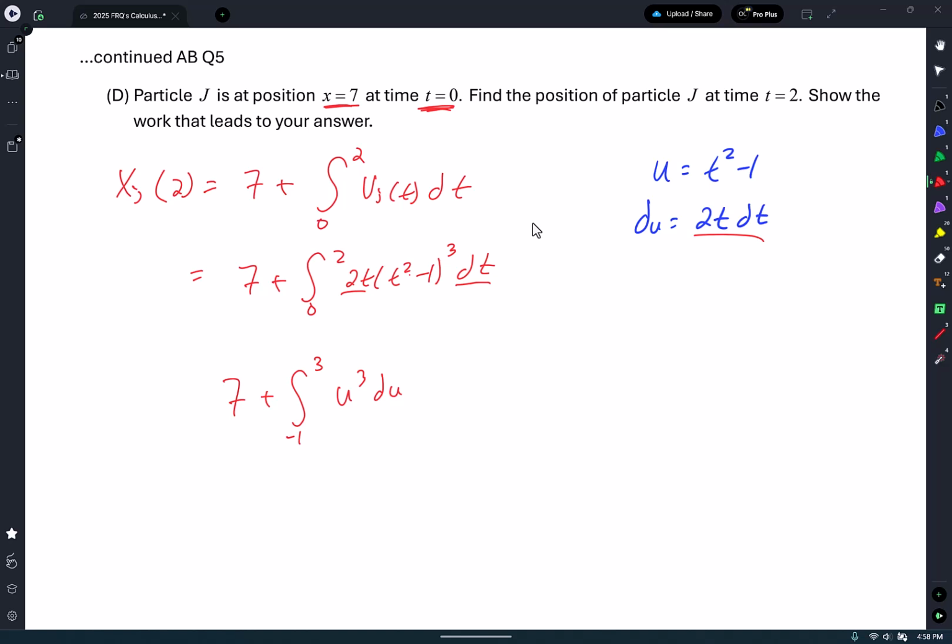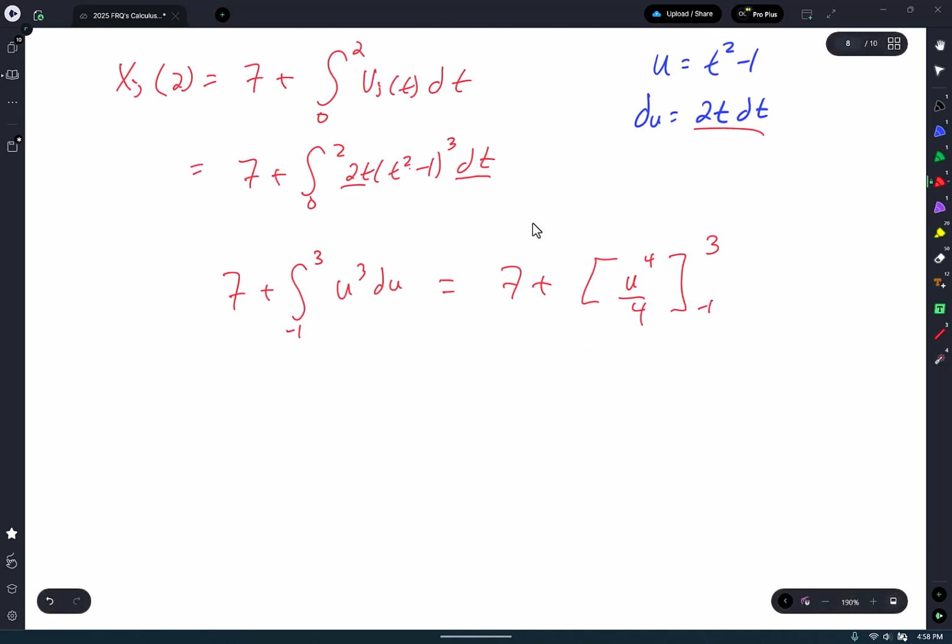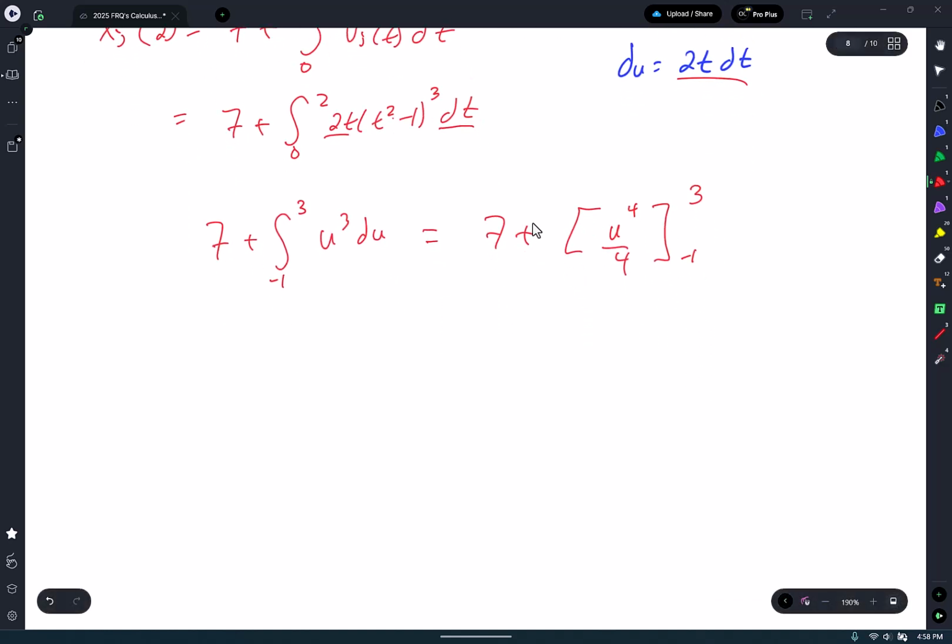All right, here we go. So I'm going to write 7 plus, I'm going to put a bracket. Well, I guess I don't need it, but that's fine. U to the 4th over 4, closed from negative 1 to 3. And we're brave, so we're going to go ahead and do upper minus lower. 7 plus bracket.